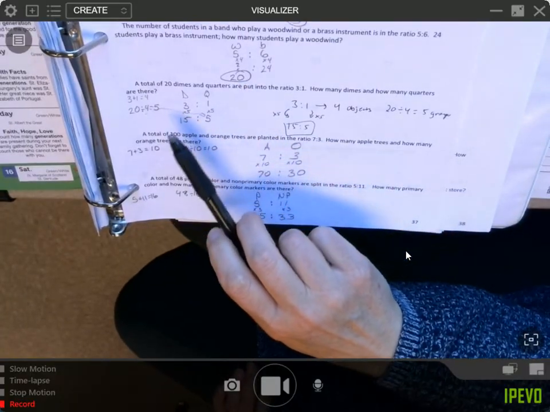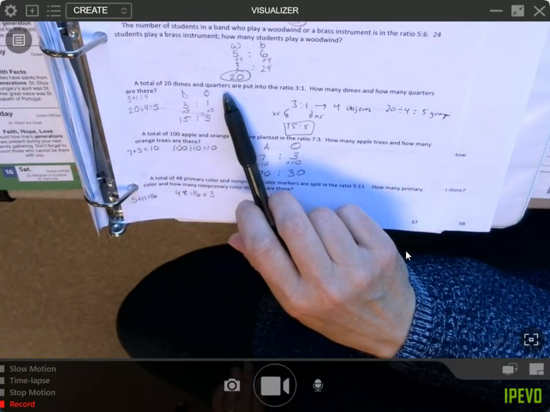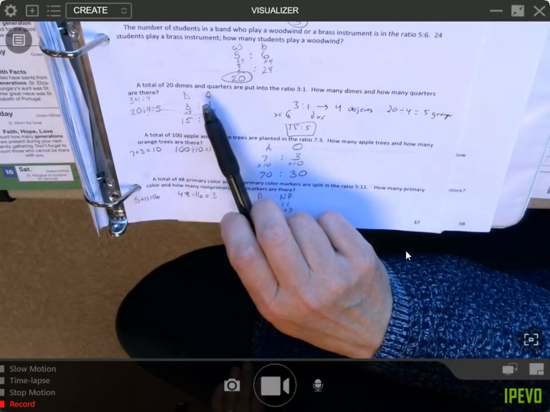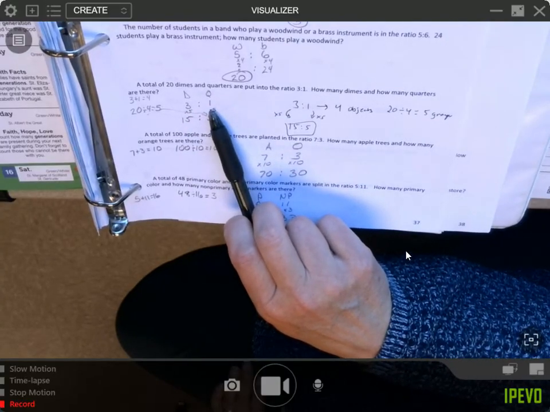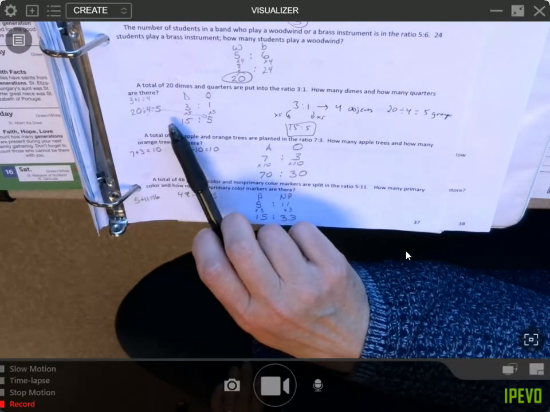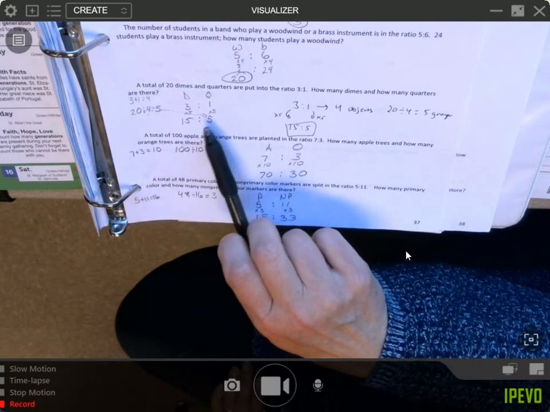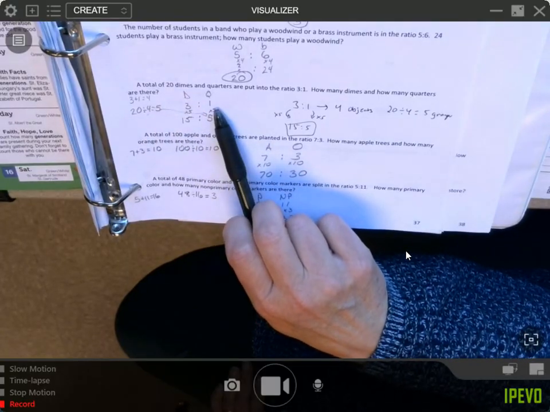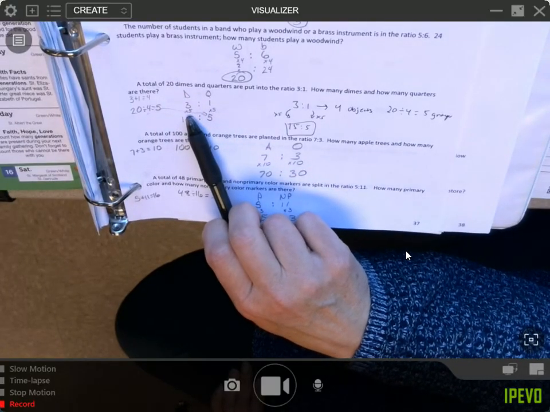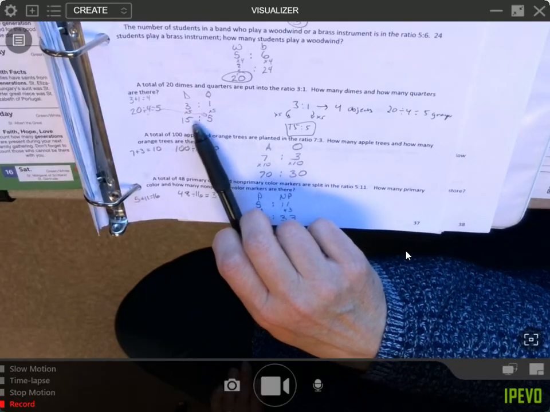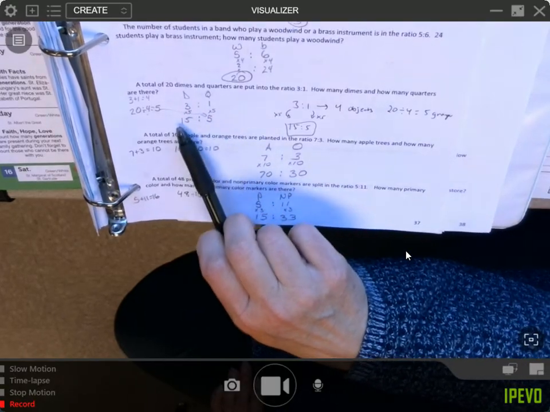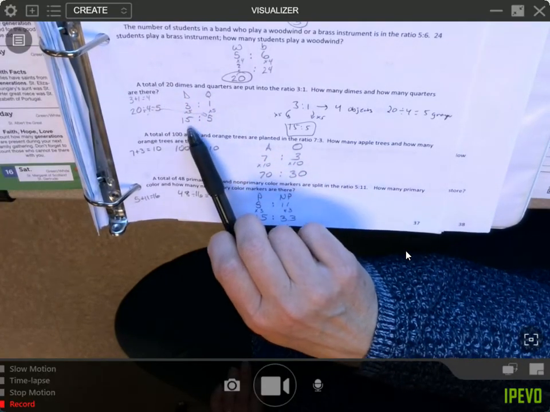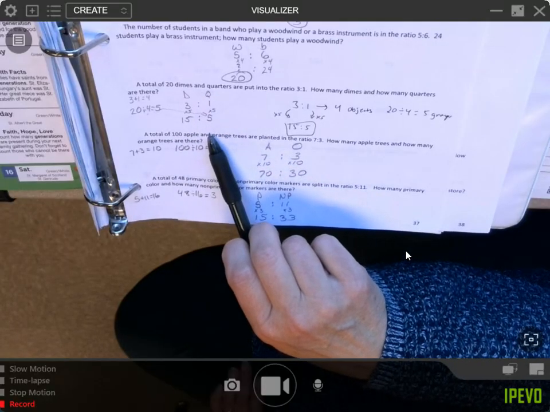Now, the next one, I have a total of 20 dimes and quarters. They're put into a ratio of 3-to-1, dimes to quarters. How many dimes and how many quarters are there? Well, I know if I add my two numbers together of dimes and quarters, it's going to equal 20. 3-to-1 ratio. I did some guessing and checking. 3 times 5 is 15. 1 times 5 is 5. So 15 plus 5 gives me my 20 coins. So 15 dimes, 5 quarters.